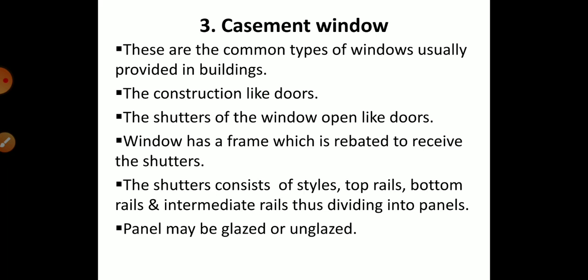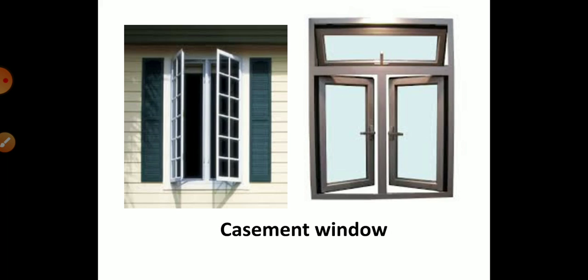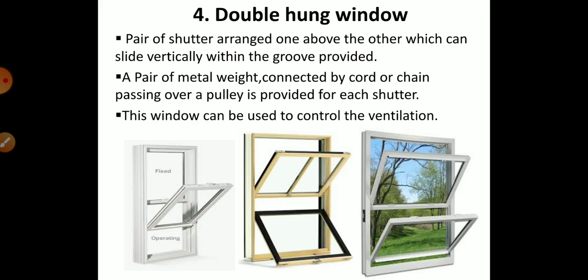Next is the casement window. This is a common type of window which is usually provided in buildings. It is just similar to a door, having a frame which is rebated to receive the shutters. You can see this is the casement window.